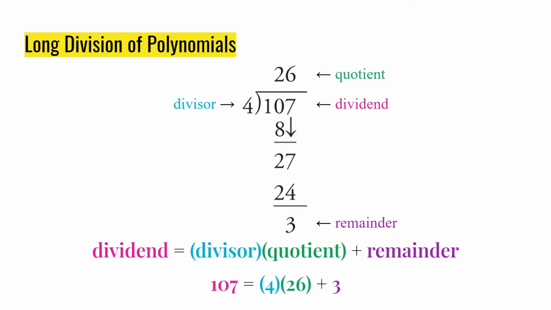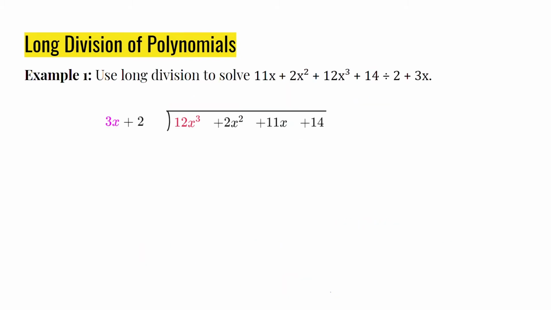So I hope you can recall how to use long division to factor numbers, because we can also use long division to factor polynomials. For example, let's use long division to solve 11x plus 2x squared plus 12x cubed plus 14 divided by 2 plus 3x. First and foremost, we must look at the degree of x and arrange them from the highest degree to the lowest degree. And remember to do the same for the divisor as well.